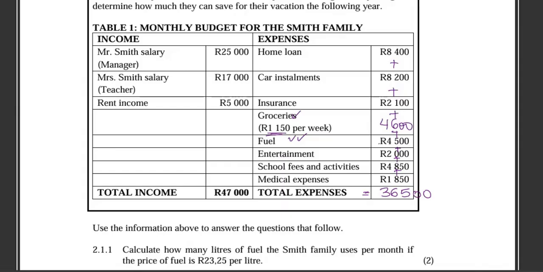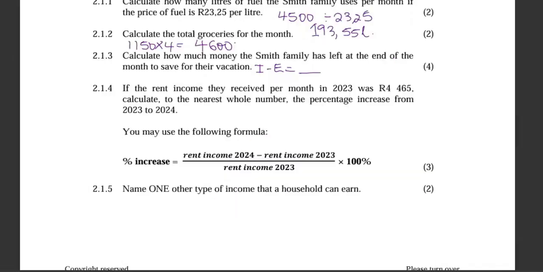36,500 is the expense. So we're looking for how much is left. We are going to take the income here minus the expense. We are looking for what is left. So we shall say the 47,000 minus 36,500, and I believe you remain with around 10,500. That is what is left.